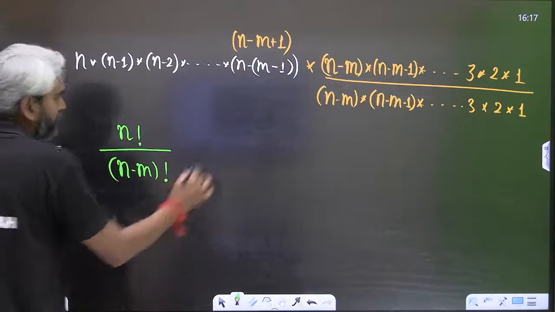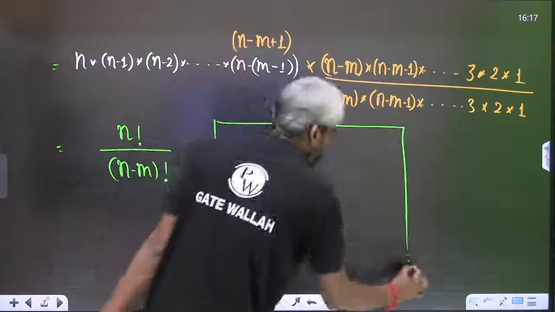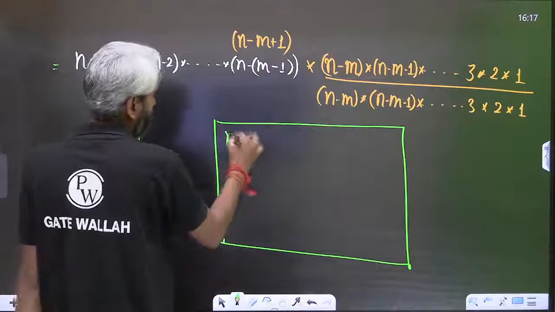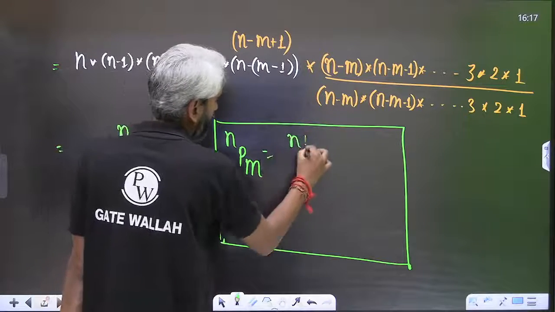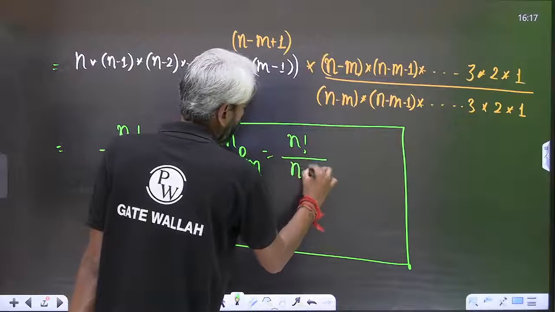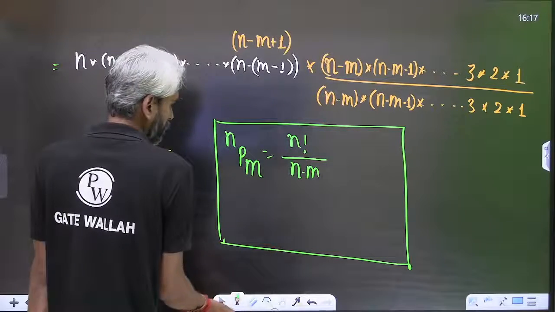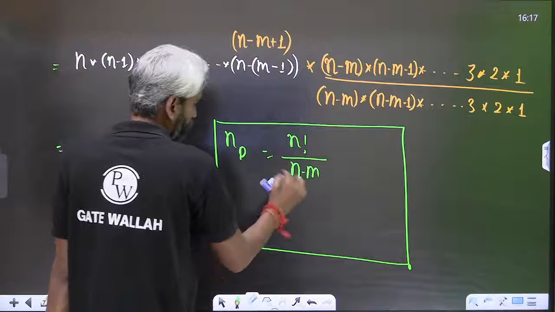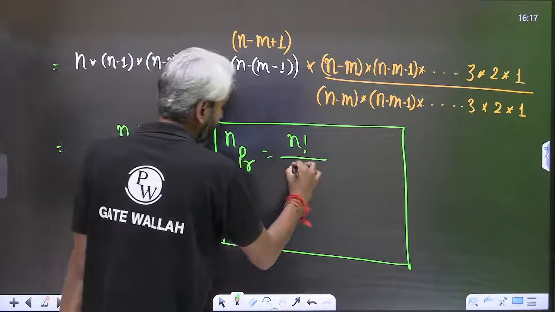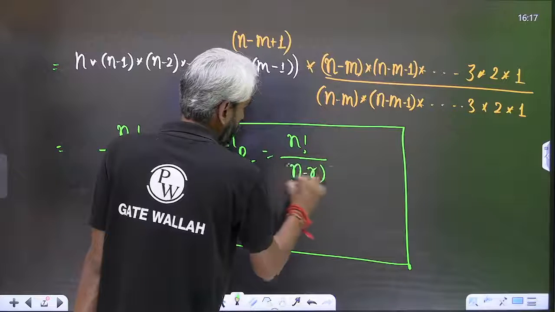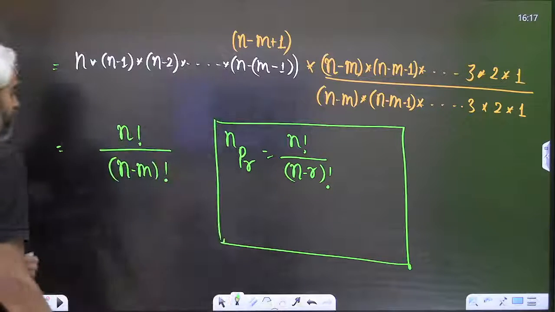Sir, what is this? Do you remember one thing from your 11th class mathematics? nPm is nothing but n factorial upon n minus m factorial. Generally you will remember it in the form of nPr. So nPr is n factorial upon n minus r factorial.